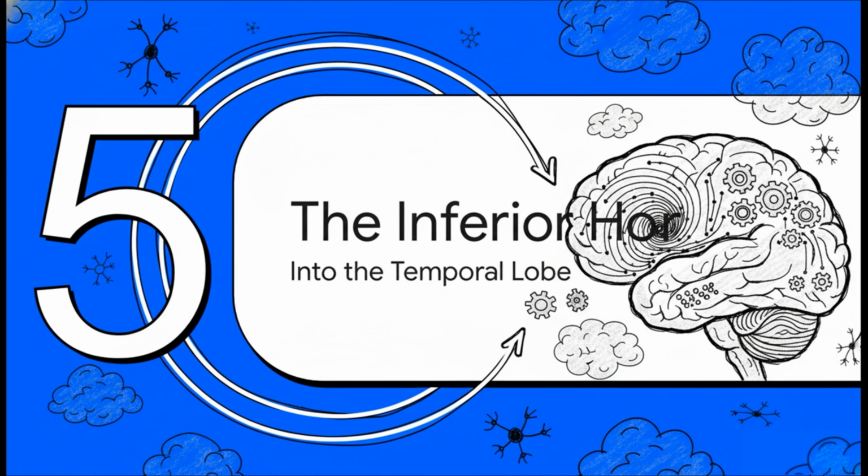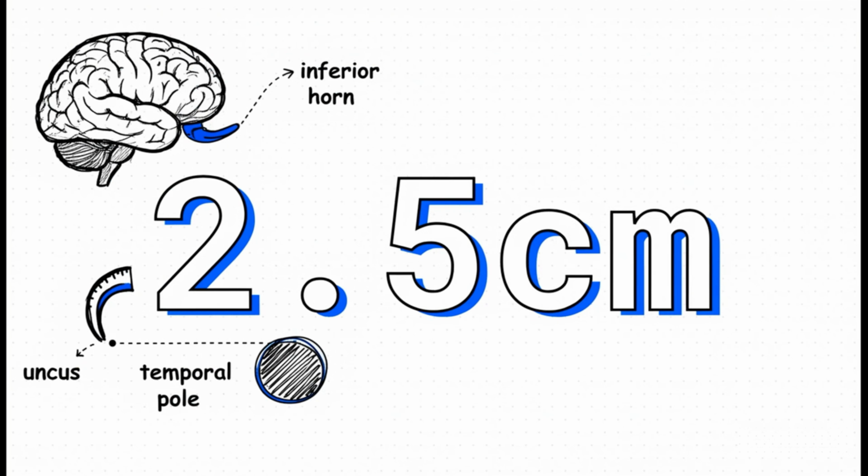And finally, we're going to follow the C shape as it curves down and forward right into the temporal lobe, forming the inferior horn. This is a region that is critically involved in memory, so you're going to want to lock in for this last part. Here's one of those precise details that's just perfect for an exam question. The inferior horn extends to within about 2.5 centimeters of the temporal pole, ending just behind a structure called the uncus. So remember that number, 2.5 centimeters.